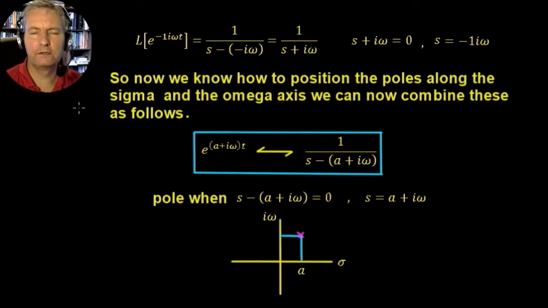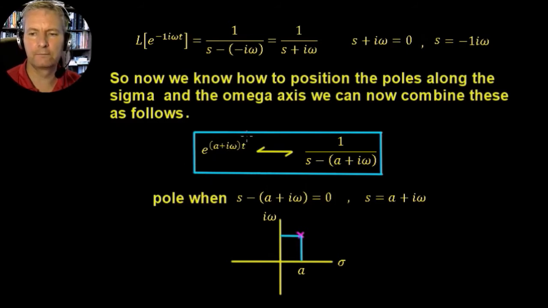So now we've seen the two possibilities. We can move it in the sigma axis independently, and we can move it in the j omega axis independently. But now what we want to be able to do is move it in the j omega axis and the sigma axis at the same time. So this will allow us to position the pole anywhere within that complex plane. So we're going to use the Laplace transform of a function e to the a plus I omega t.